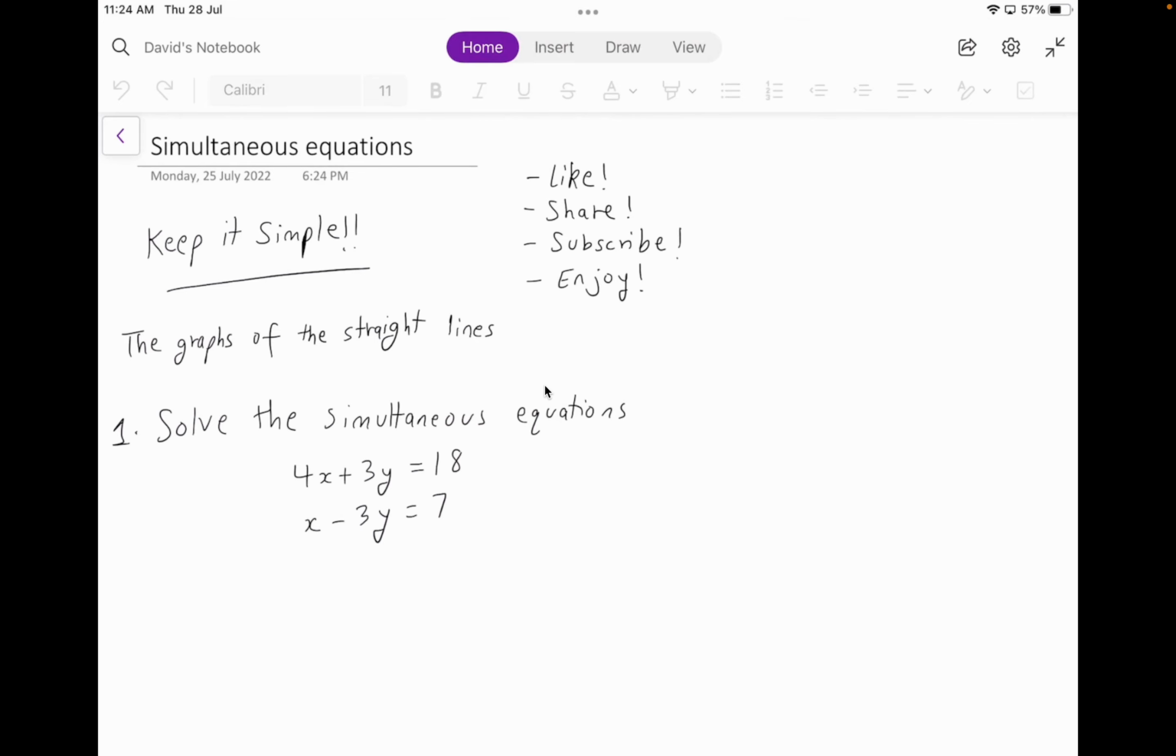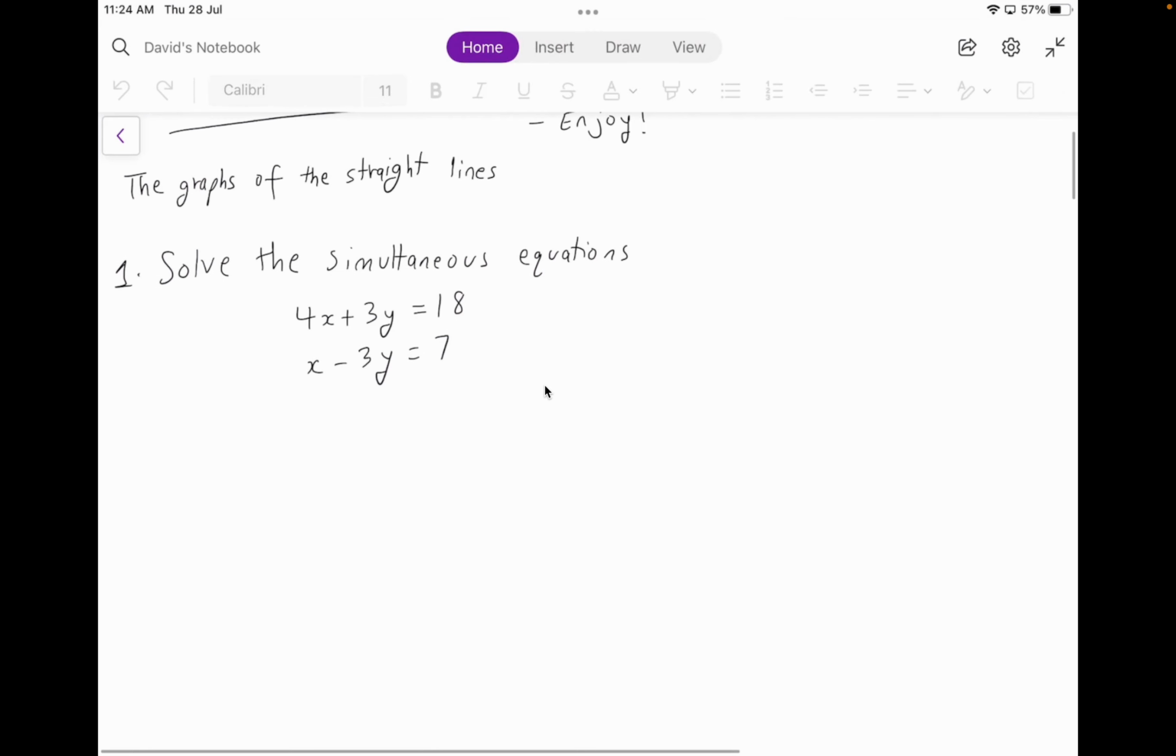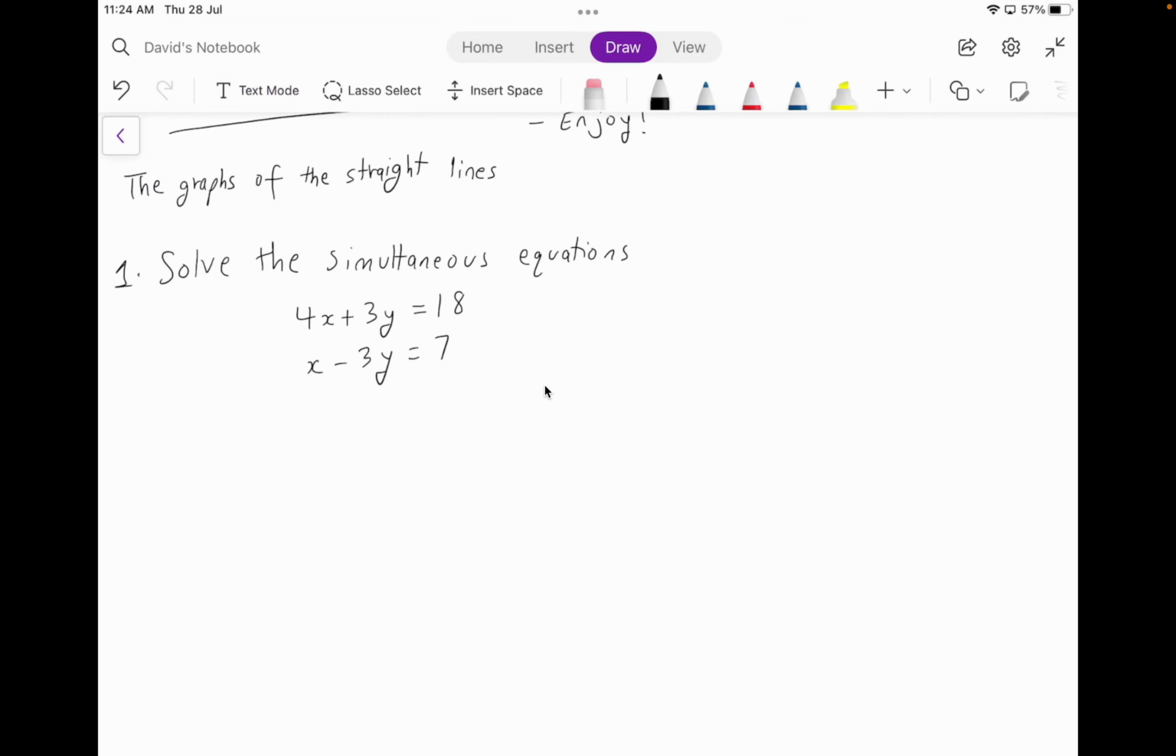So first of all, I'm going to use the elimination method. So I'm just going to write it down here: the elimination method. The elimination method is to make the coefficients of y or the coefficients of x the same size, so that we can get rid of the coefficient of x and use that to find the value of y and substitute the value of y into any one of the equations.